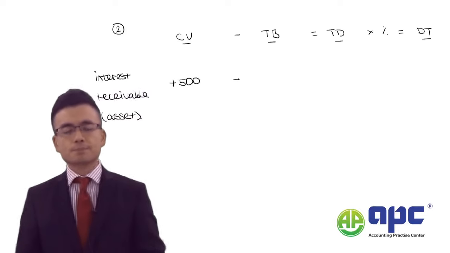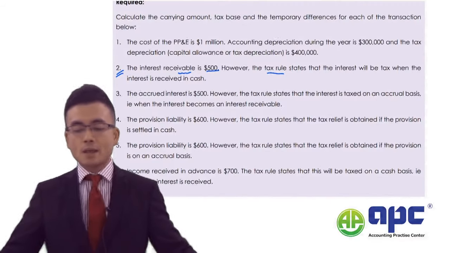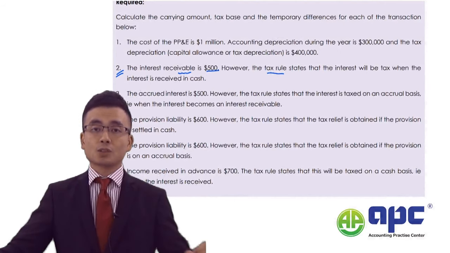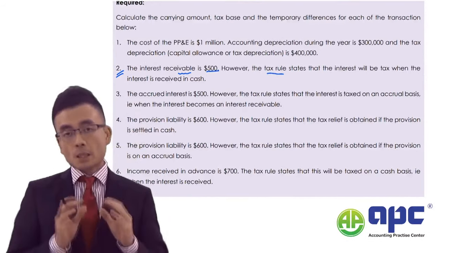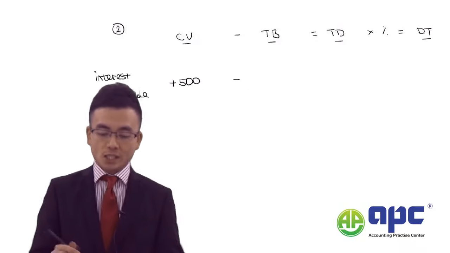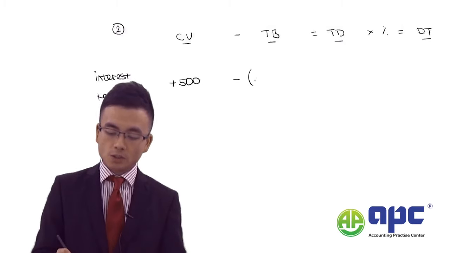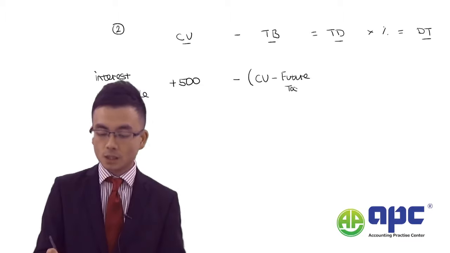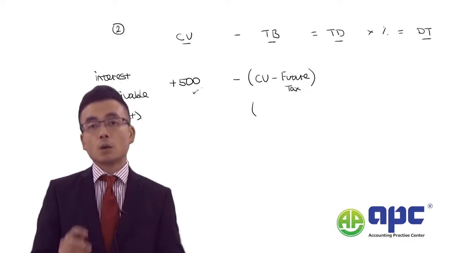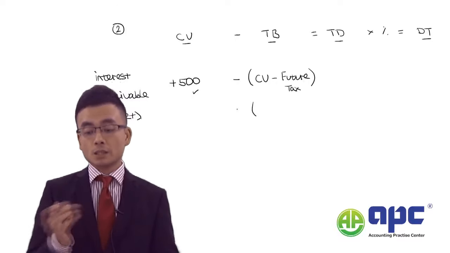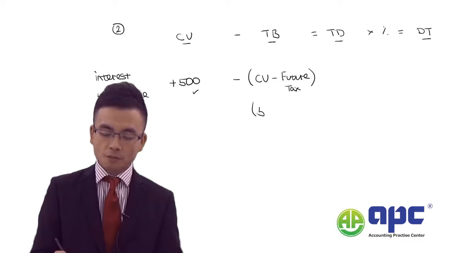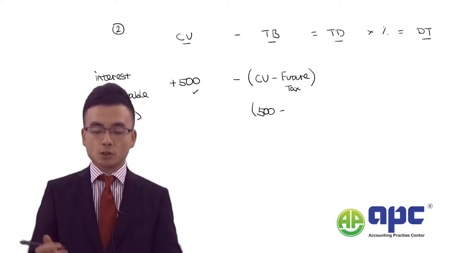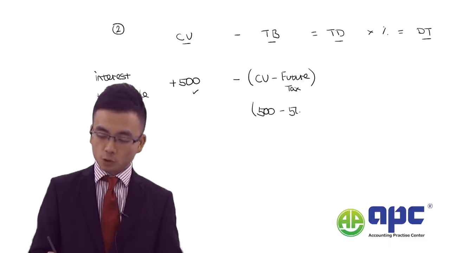How about for tax base? Well, it says that the interest will be taxed when interest is received in cash at some point in the future. And that means a very good rule that I can use here when determining the tax base. We're going to use the carrying value minus the future tax consequences. As I said, I will tell you why in a second. It's the carrying value worth 500, because at some point in the future, we can use that 500, we need to pay tax or not. So it will be future tax worth $500 here.